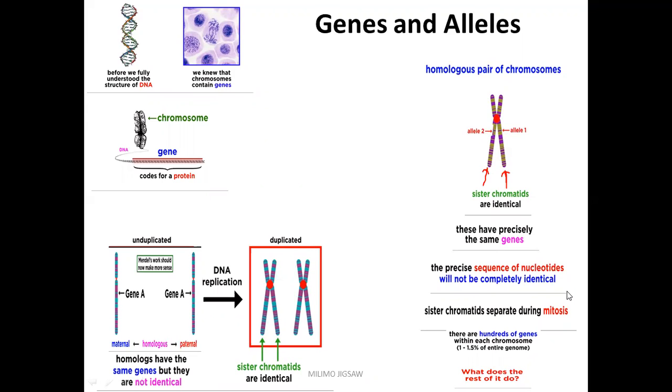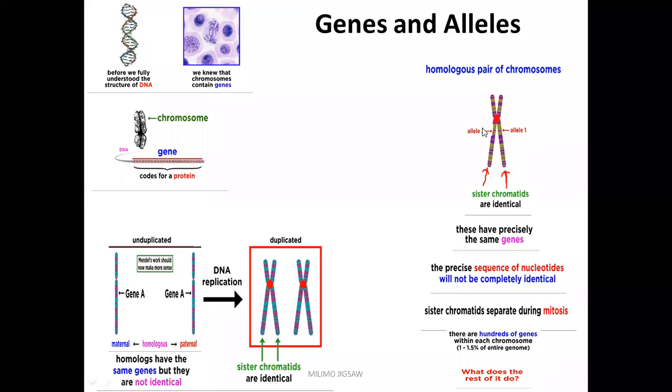The sequence of nucleotides between homologous chromosomes, however, will not be identical. You may have the same genes, but the sequence of nucleotides will not be identical. When we look at the alleles, or alleles in short, these are simply alternate forms of a gene. They are going to occupy identical loci on the homologous chromosomes.